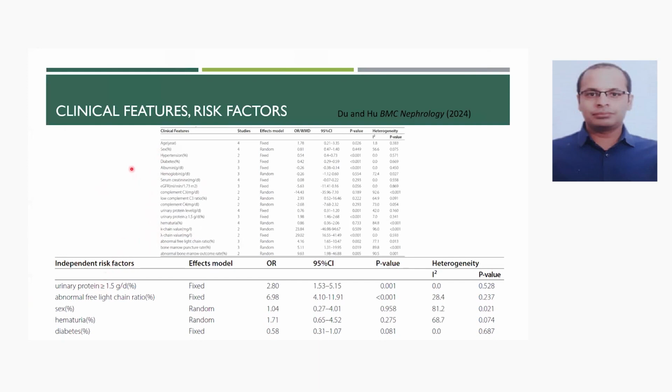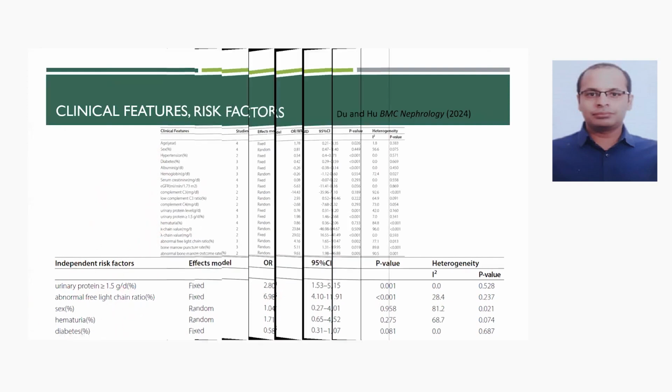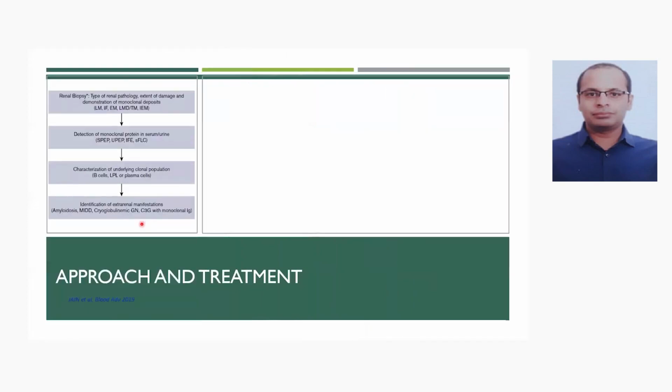Risk factors for development of these were abnormal urinary protein more than 1.5 gram with a high odds ratio and significant p-value, and abnormal free light chain ratio. These were seen on the systematic review. How do you approach such a patient?